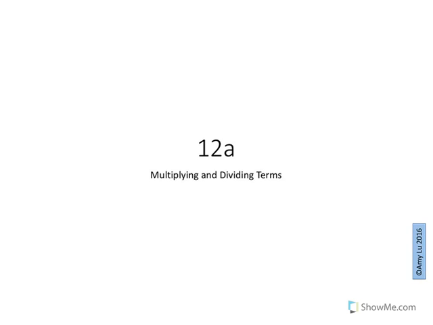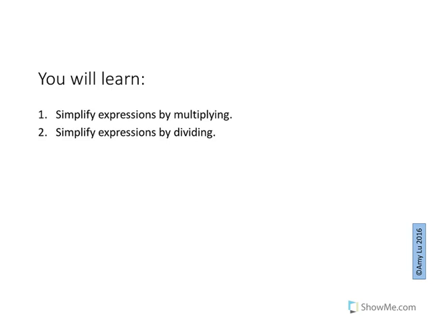This is chapter 12a, learning how to multiply and divide terms. In this chapter, we will learn how to simplify expressions simply by multiplying and dividing. So simplifying is not necessarily solving for a missing value, but what we're going to do is make something that seems really long into something more compact.